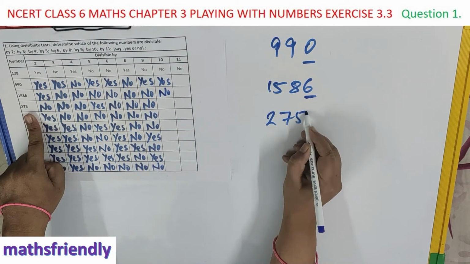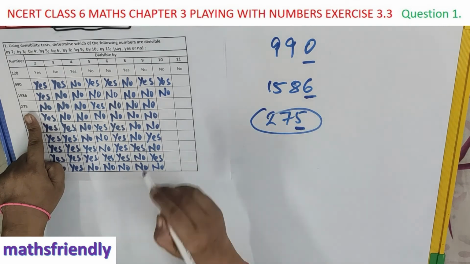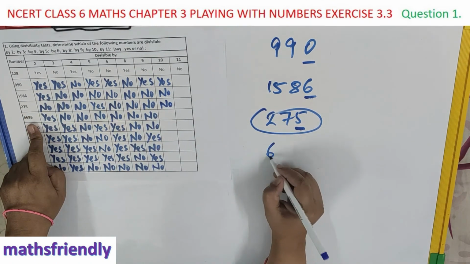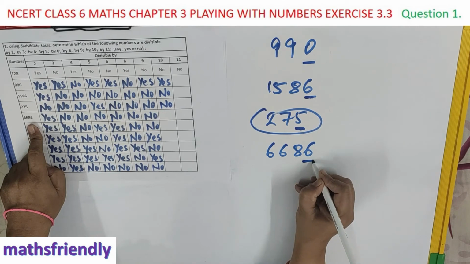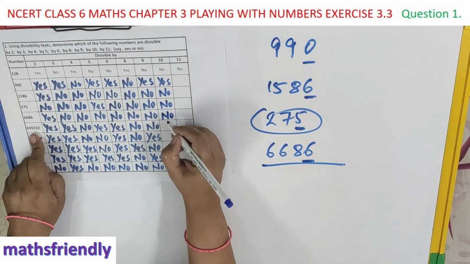275 is the next number. The units place has the digit 5. Okay, the ones place has the digit 5. It means this number is not divisible by 10. So we will write no. The next number is 6686. It has 6 in its ones place, no 0 in the ones place. So this number is not divisible by 10. So we will write no.